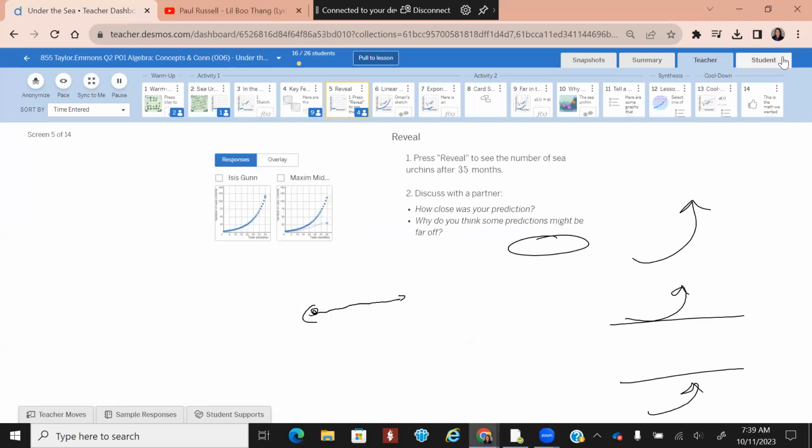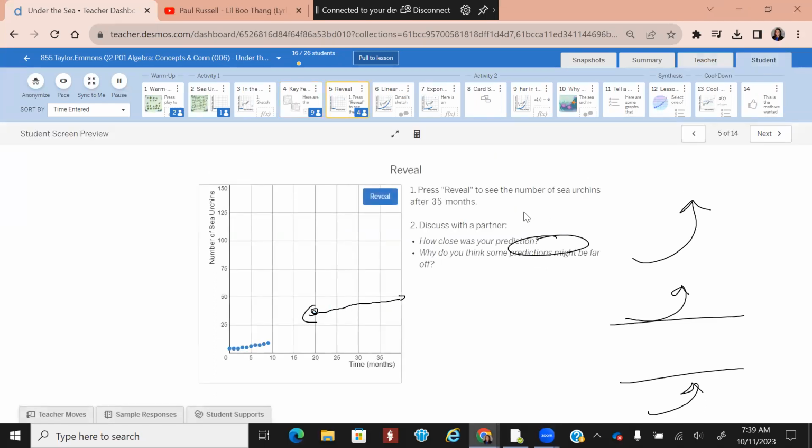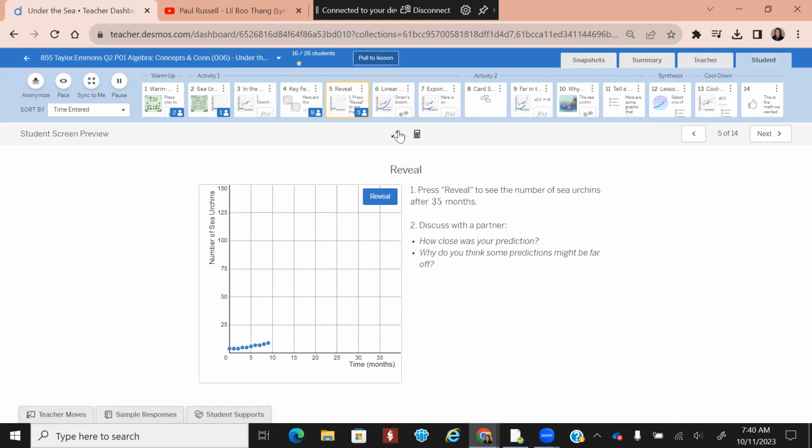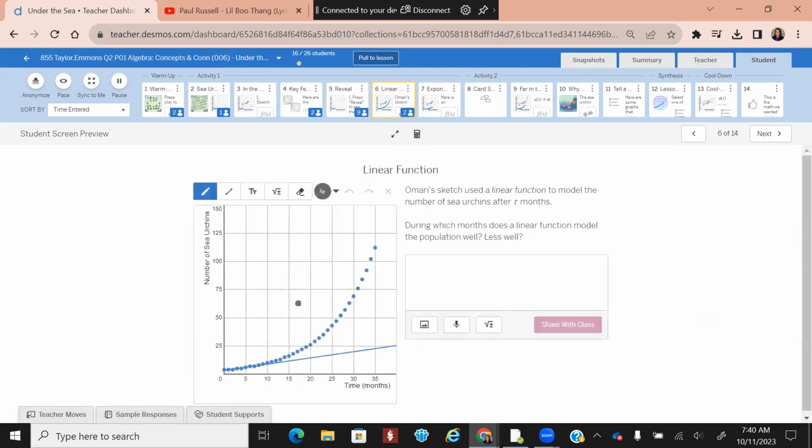All right, looking at number 5. Press reveal to see the number of sea urchins after 35 months. Reveal. How close were you? So that's 112. Somebody else had like 100. I think somebody did get 112 because they probably skipped ahead.